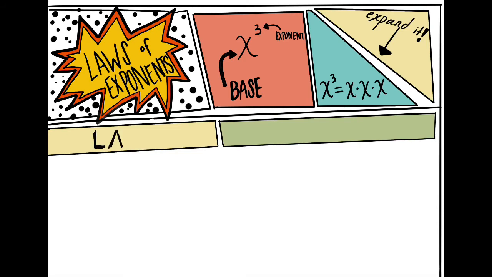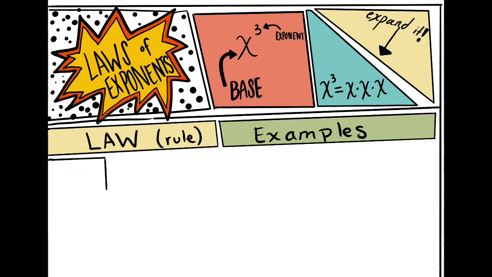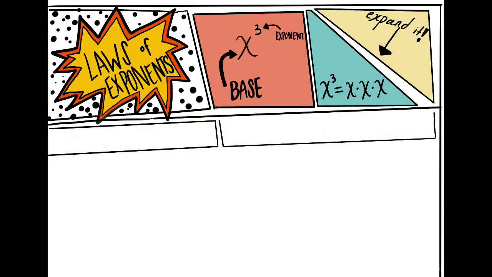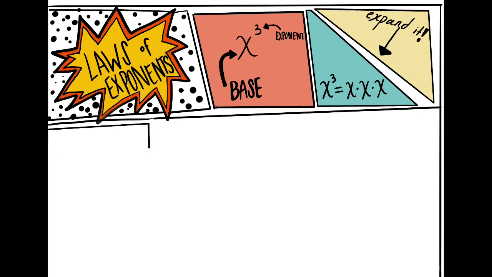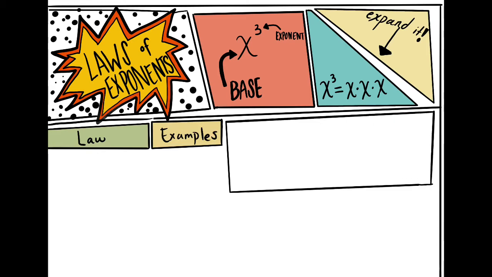So we're going to take a look at 5 different rules, and then we'll look at examples to go with it. I'm going to make this smaller. Make sure you pause the video if you need to. I know sometimes I feel like I go a little too fast.